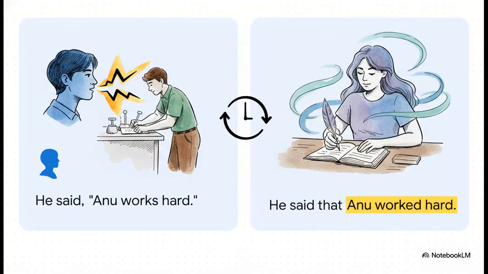Now notice the shift here. Take a look at the simple present tense works in that direct quote. Anu works hard. But the moment we drop those quotation marks to report it indirectly, that verb has to shift one tense back into the simple past, becoming worked. He said that Anu worked hard. It's a super subtle mechanical change, right? But it instantly transforms you from a direct observer into a narrator.